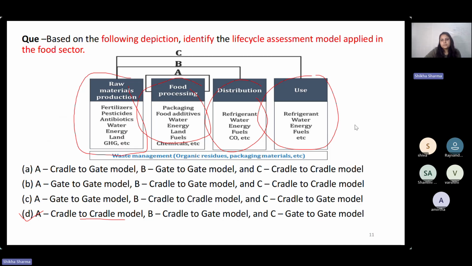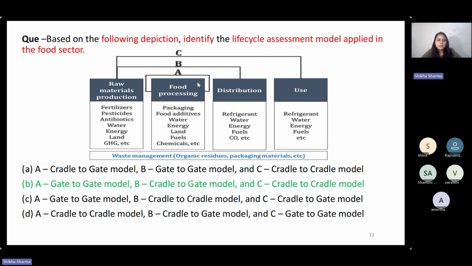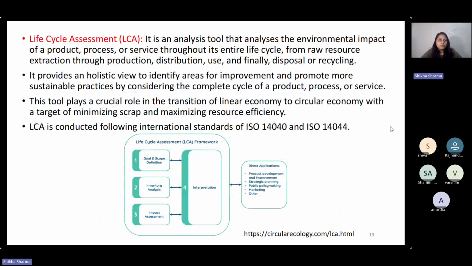Okay, let's see. So answer B is correct here. A is basically related to gate, then B is related to cradle to gate, and C is related to cradle model. Okay, so let's discuss this question.